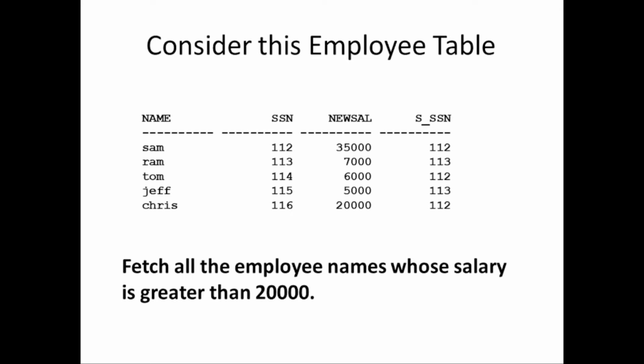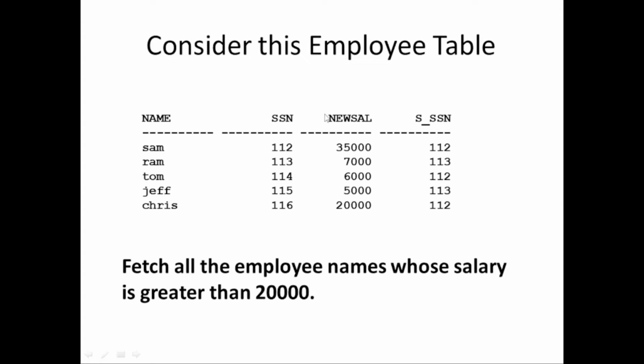Let's take up this very simple table, an employee table. And the table has got these columns: name, SSN, new salary, and supervisor SSN. Now the assignment is what we have to do is we have to fetch all the employees whose salary is greater than 20,000.